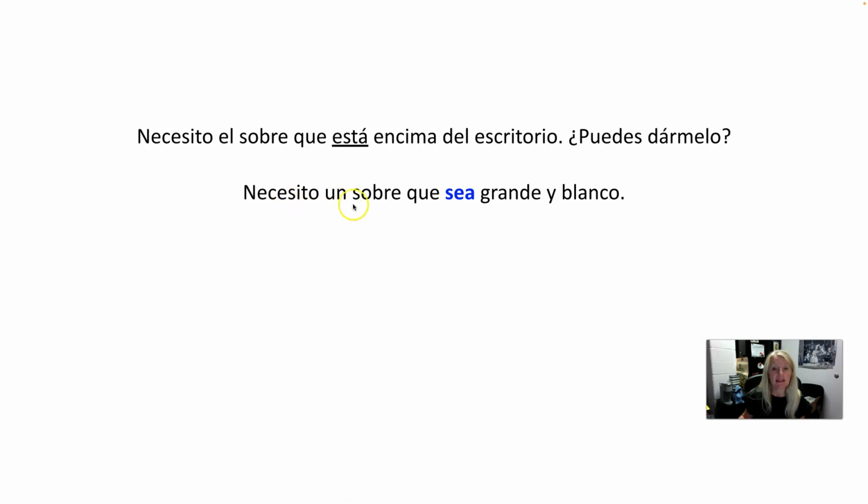I need an envelope that might be big and white. I need an envelope, some hypothetical envelope. I don't see it on the desk. This envelope might not even exist, okay? There might not even be one available for me. So there's all kinds of uncertainty about it. That's why it goes to subjuntivo, sea. Sea is the subjunctive of ser.